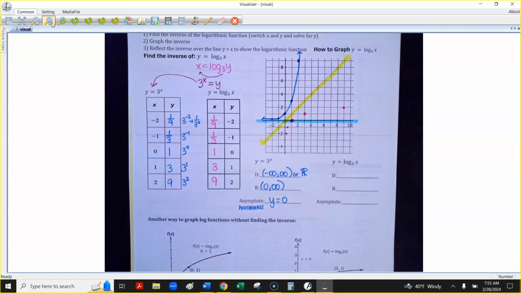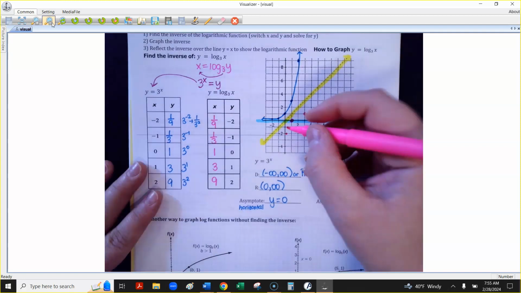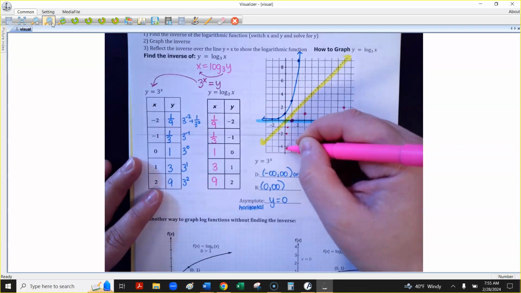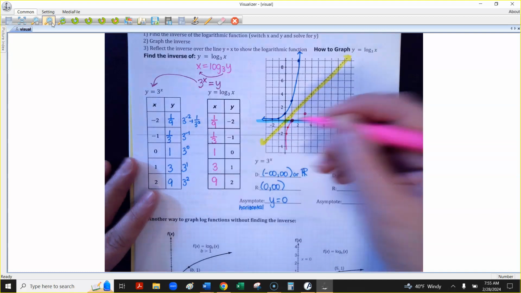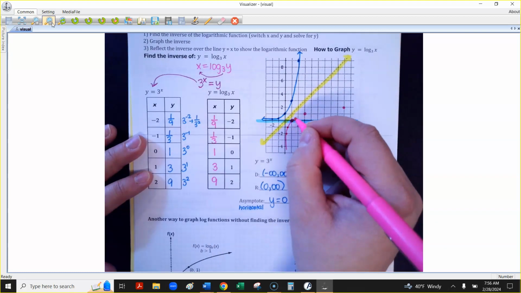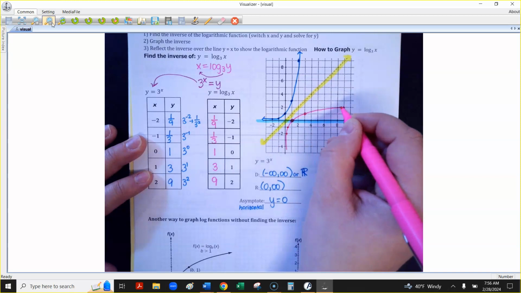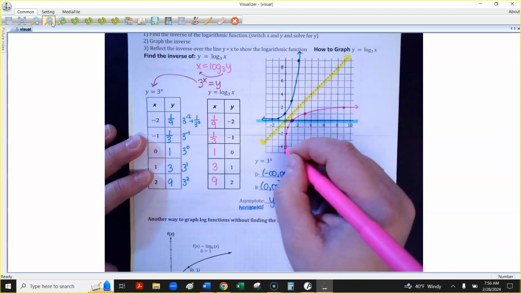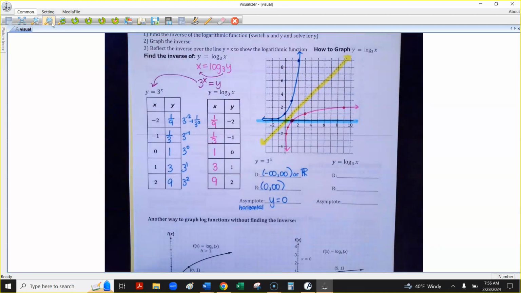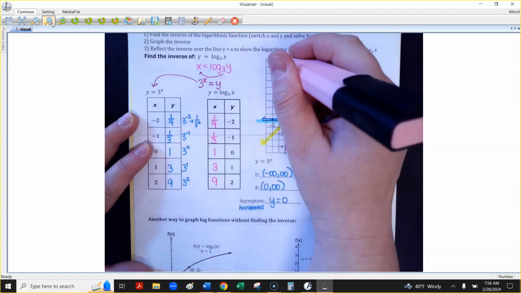Okay, now, you cannot take the log of a negative number, and you cannot take the log of 0. So this kind of J shape is going to hug around. It's not going to go over the y-axis. It's going to look like this. And for your log function, the asymptote is the y-axis.